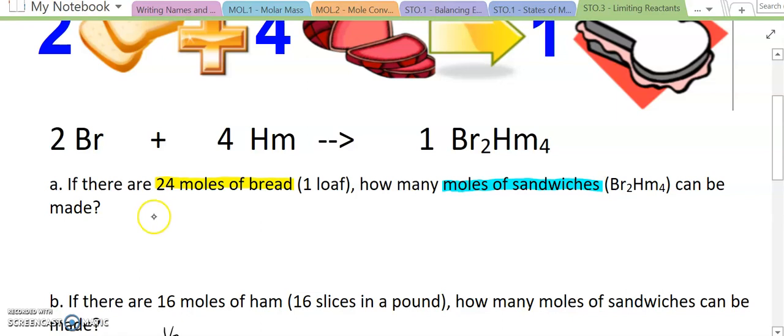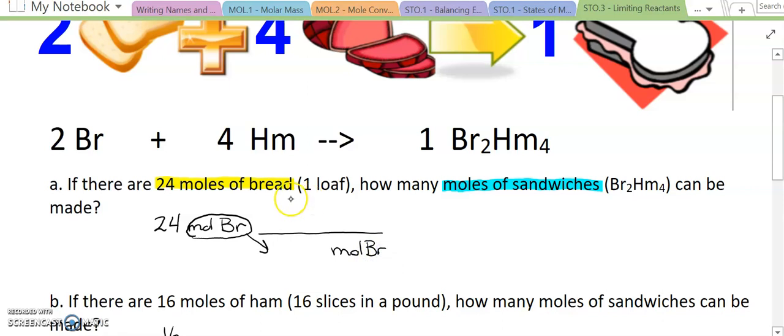So I always start with my number, so I'm going to take this 24 moles of bread, and it's already in moles, which is great because that means I don't have to get it to moles. I can go straight to my balanced equation. So moles of bread is going to go on the bottom so it can cancel out. In my balanced equation, I can use my mole ratio, which of course is a ratio of moles, so it's moles to moles. But that mole ratio allows me to switch to any other part of that balanced equation. And so in this case, I'm going to switch to moles of sandwiches.